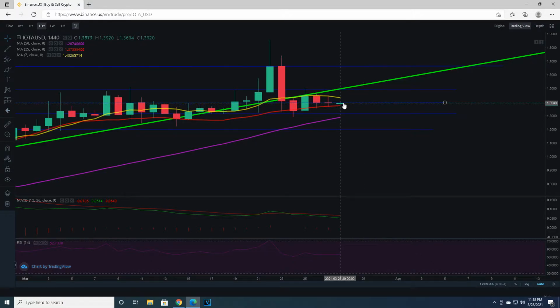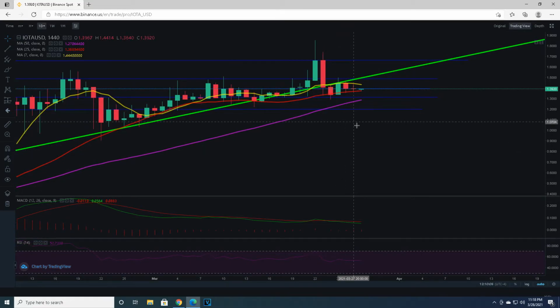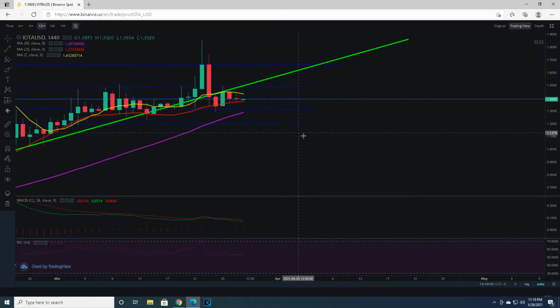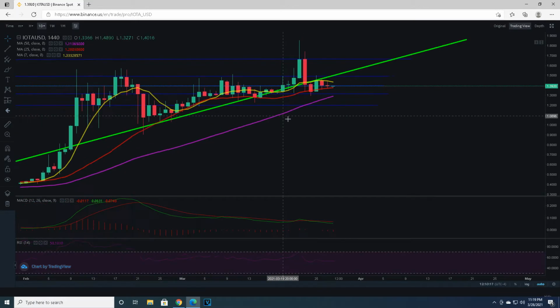Currently sitting at 139.2. 139.4 is the resistance, and 149 will be another resistance line. We got close to it a couple days ago, but again, this one I do believe will rise. This will continue the uptrend, and I don't think we're in a bad position for buying.